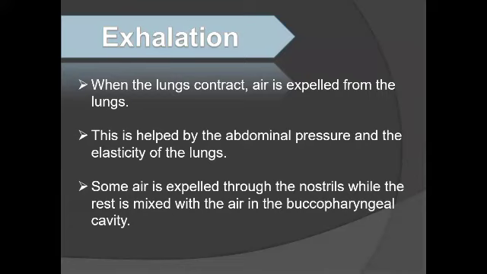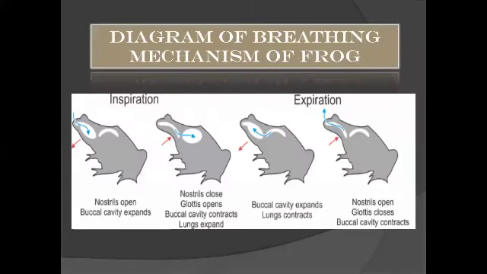The process of exhalation. When the lungs contract, air is expelled from the lungs. This is helped by the abdominal pressure and the elasticity of the lungs. Some air is expelled through the nostrils while the rest is mixed with the air in the buccopharyngeal cavity. This is the diagram of the breathing mechanism of frog.